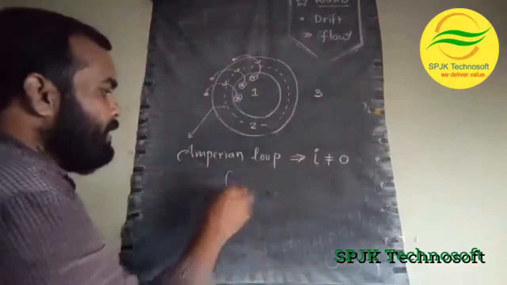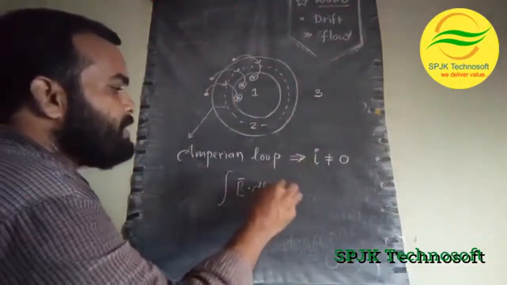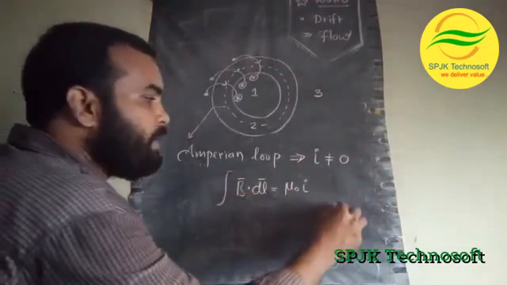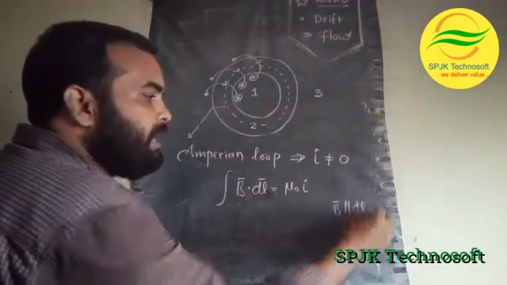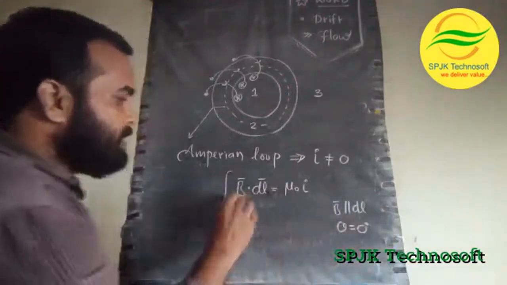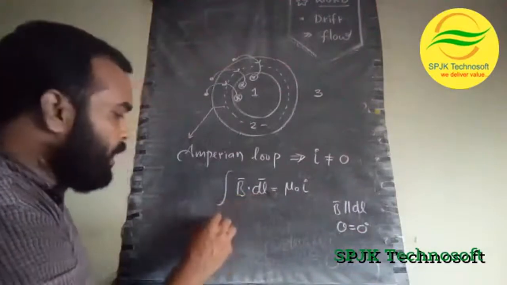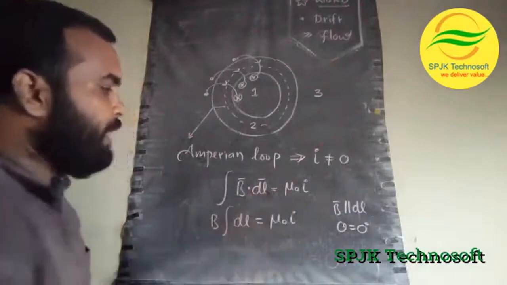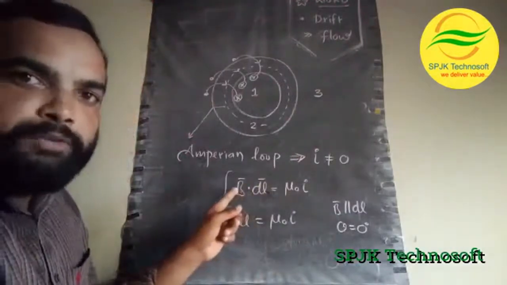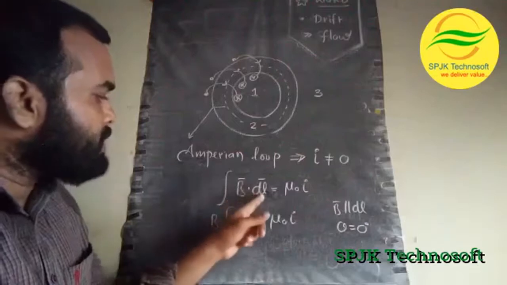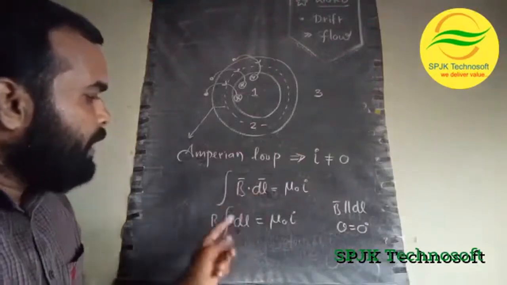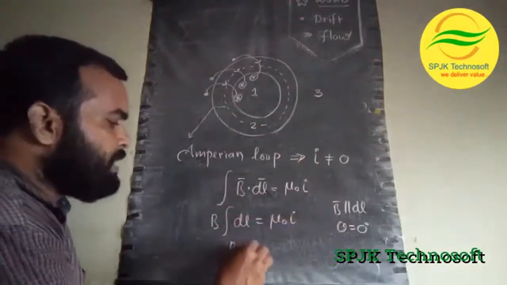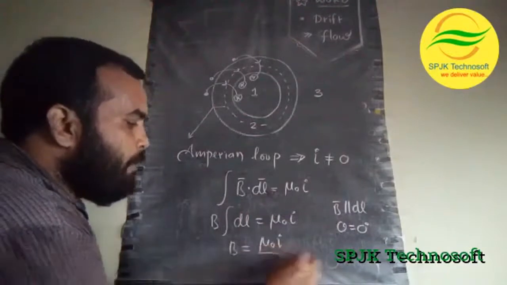Now you can apply the integral of B bar dot dl is equal to mu naught into I. Again here B and dl are parallel to each other, so theta equals 0 degrees. According to the dot product formula, a bar dot b bar is equal to ab cos theta, so I write integral of B into dl, and cos 0 is equal to 1. B is constant, so I am taking it out of the integration. Now B is equal to mu naught into I by integral dl.